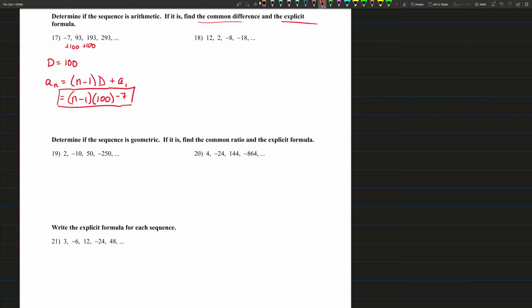Number 18, it looks like we're subtracting 10 from each. So yes, it is arithmetic, and our common difference is -10. That is worth 2 points: realizing it is or isn't arithmetic, and then giving me the explicit formula. In this case, the nth term is n minus 1 times -10 plus 12.